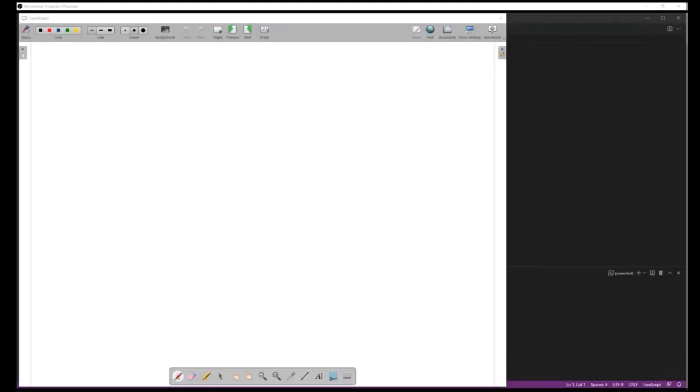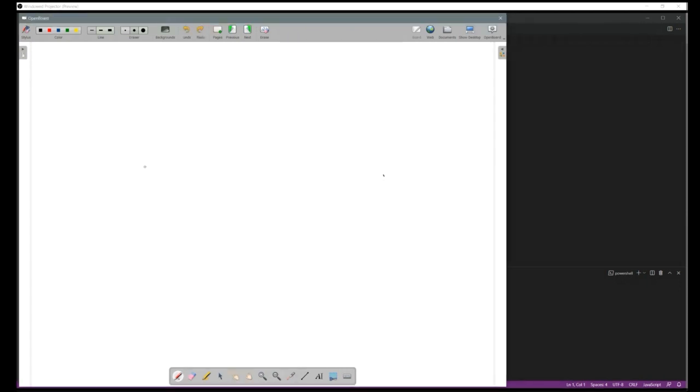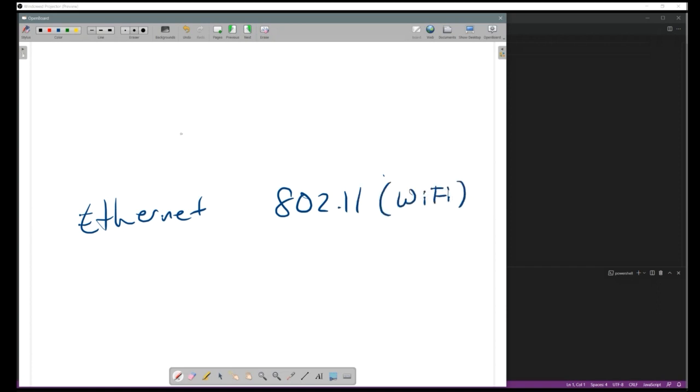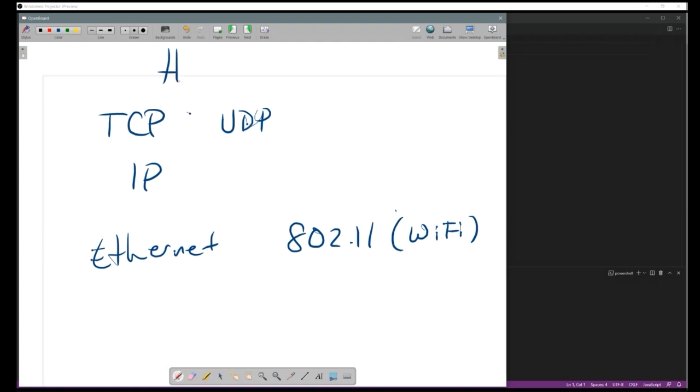Okay, so in this class we'll be looking at a lot of protocols. For instance, we'll be looking at the Ethernet protocol. We'll look at 802.11, which is the Wi-Fi protocol. We'll look at the Internet protocol, the TCP protocol, the UDP protocol, the HTTP protocol. What else will we look at? We'll look at the ARP protocol.